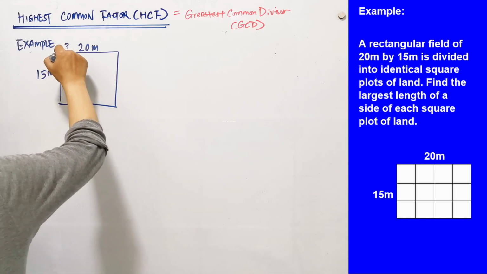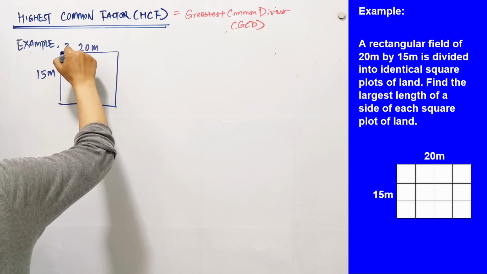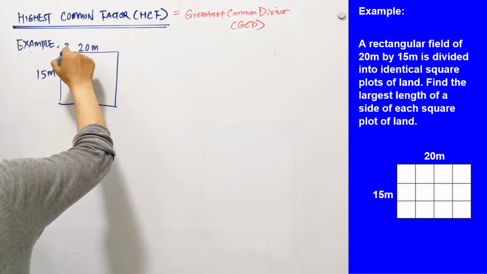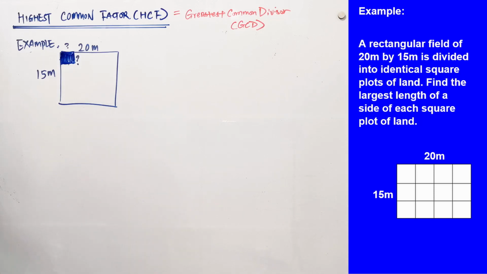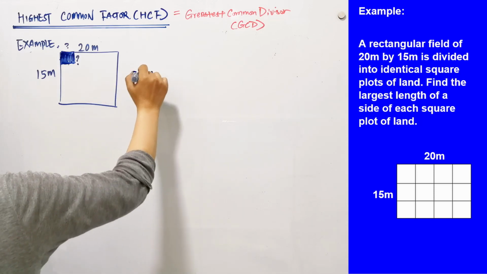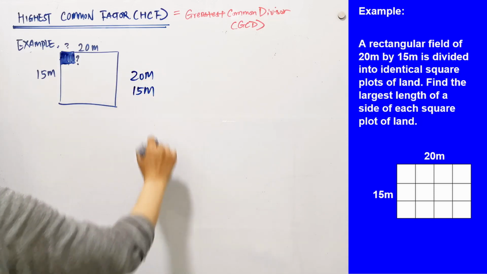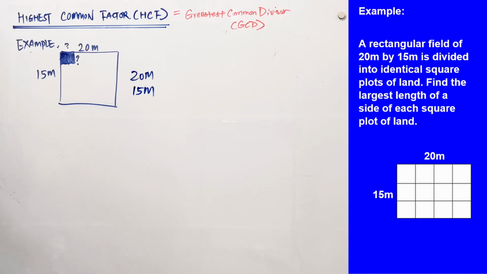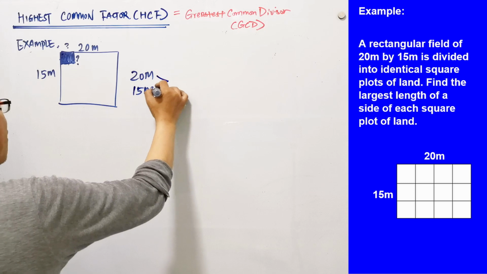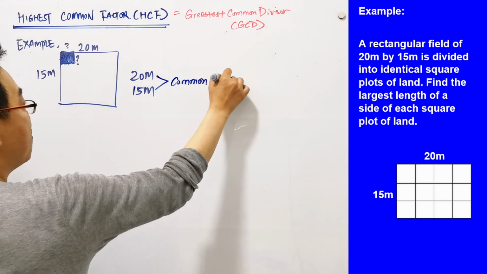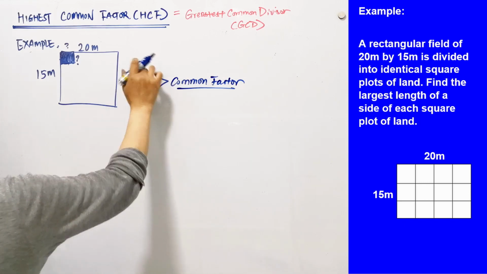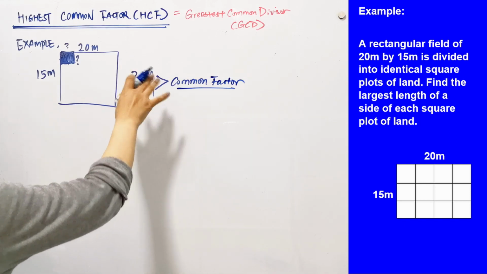If this is the case, each side of this plot should be able to divide the 20 meters and 15 meters respectively, right? So in this case, we are actually finding a common factor. Basically, we are finding a common factor for these two numbers, two lengths.